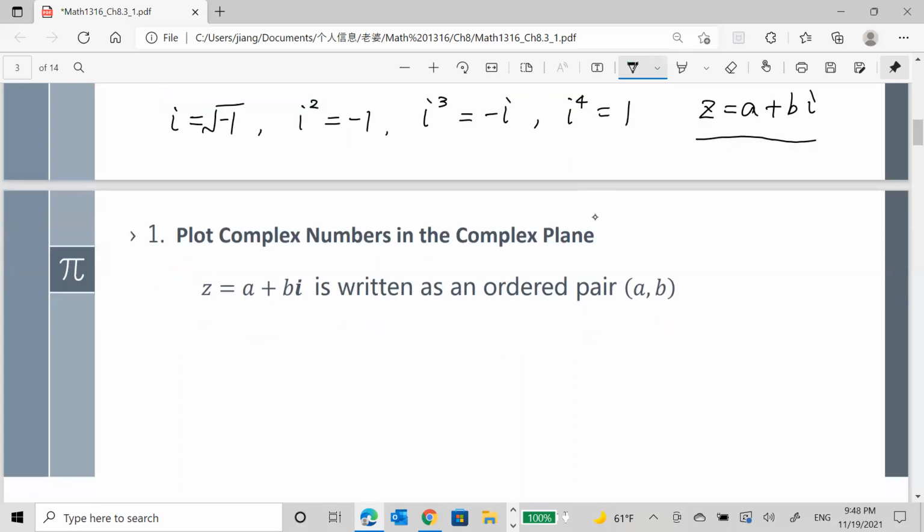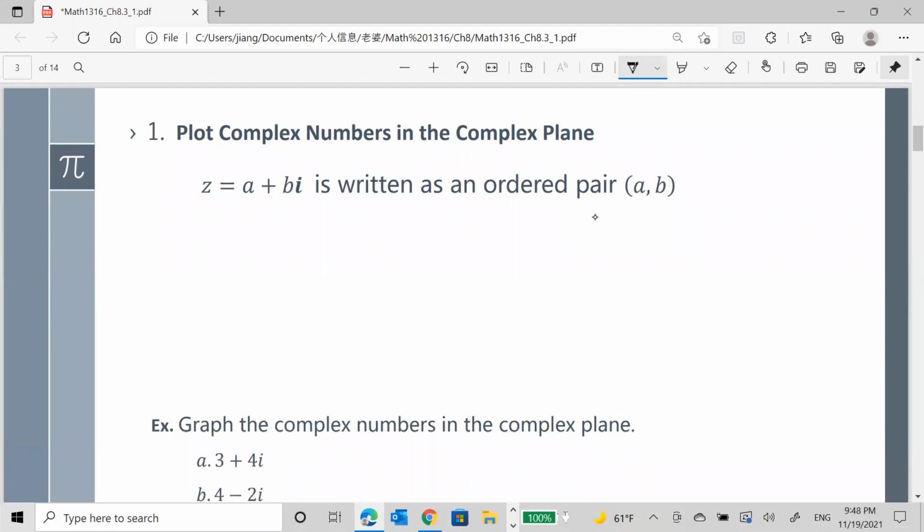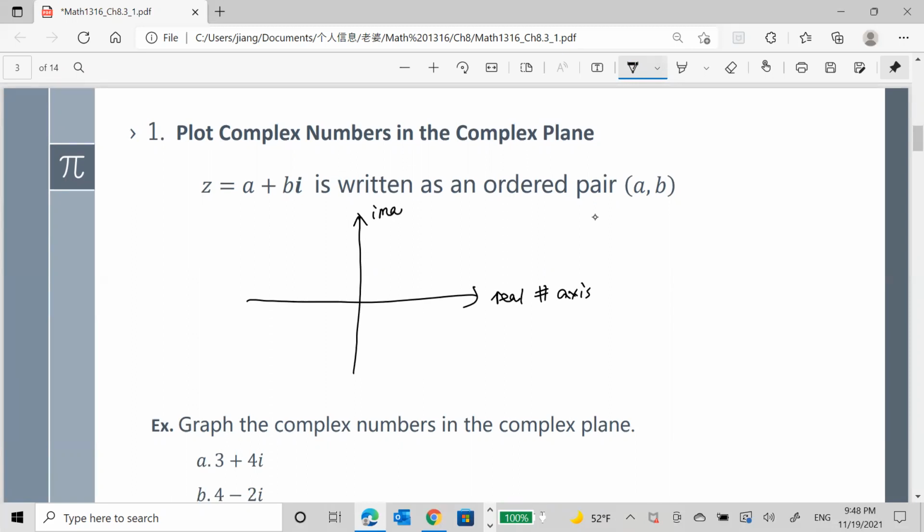Let's see. Plot the complex number in the complex plane. So let's draw the complex plane first. The plane is like this. I think my pen needs new batteries. So this horizontal line we call the real number axis. I put real number axis here. And the vertical line, this is the imaginary axis.